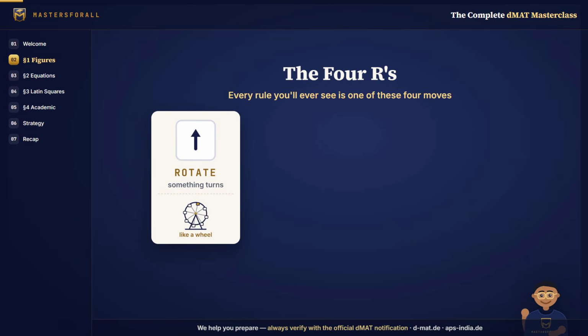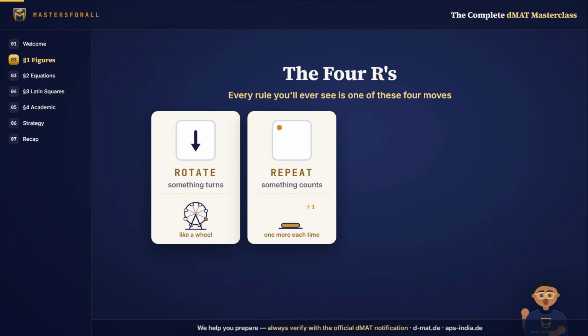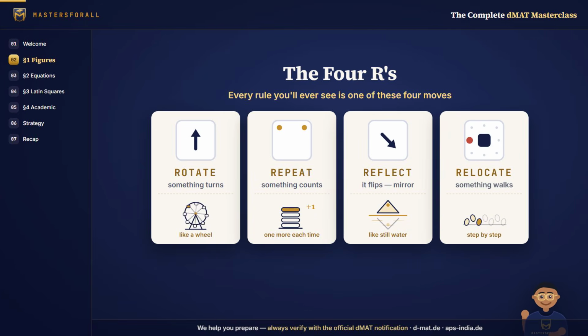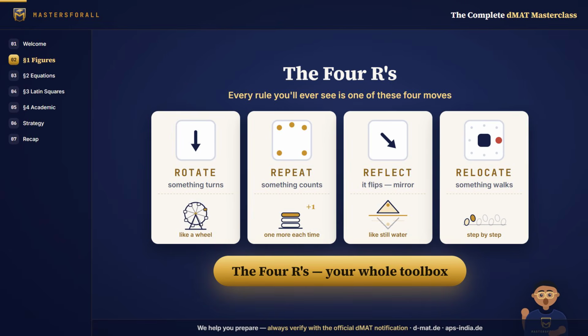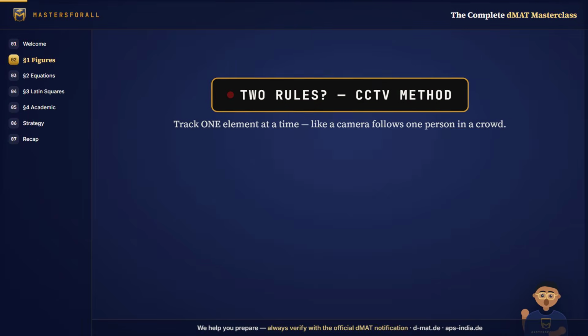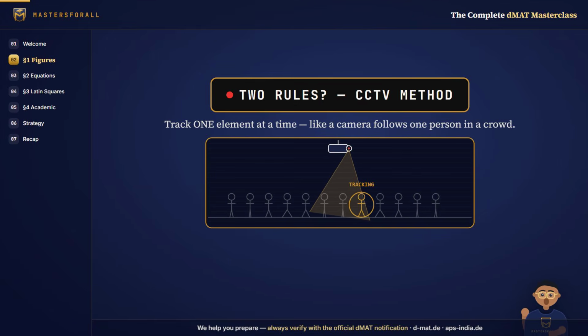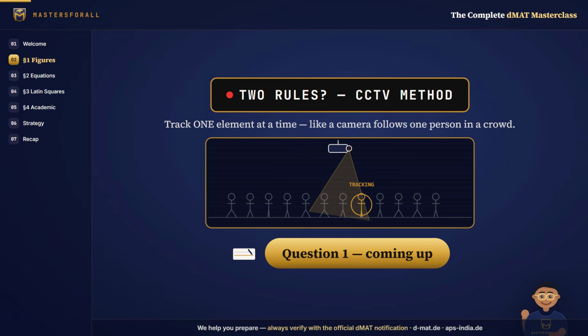Rotate, something turns. Repeat, something counts up. Reflect, it flips like a mirror. Relocate, something walks. Rotate, repeat, reflect, relocate. That's your whole toolbox. And when 2 rules hide in one figure, the CCTV method. Track one element at a time like a security camera follows one person in a crowd. Pen and paper ready? Question 1.